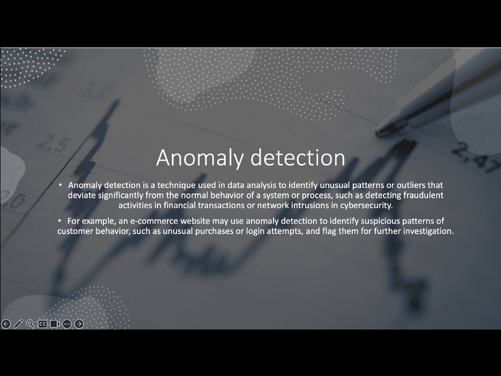For example, an e-commerce website may use anomaly detection to identify suspicious pattern on customer behavior, such as unusual purchase, the login attempts, and so on.